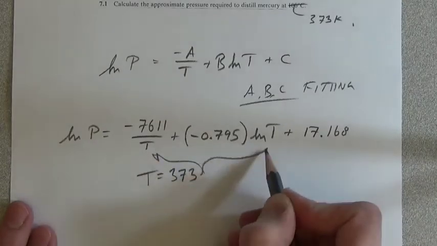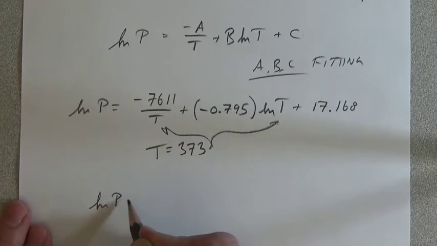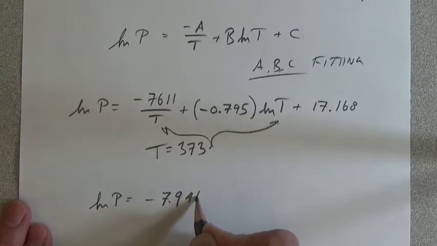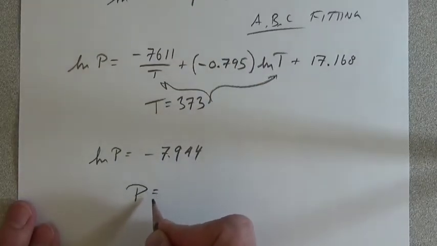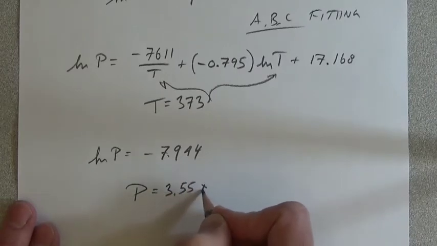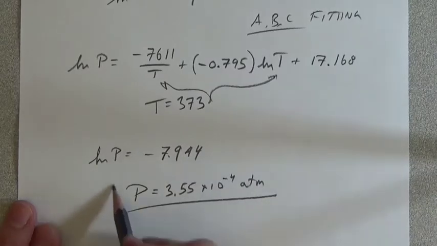Substituting in T equals 373 into here and here, we get the natural log of pressure is equal to minus 7.944, or the pressure is equal to 3.55 times 10 to the minus 4 atmosphere.